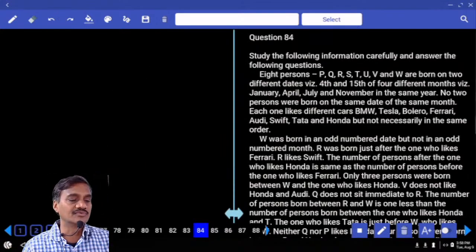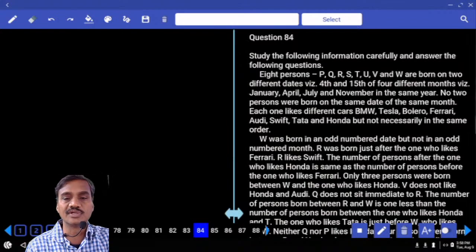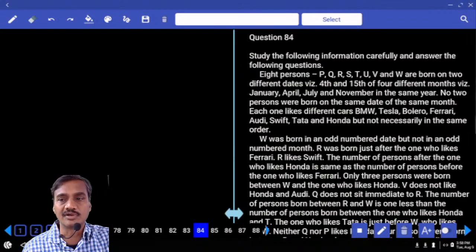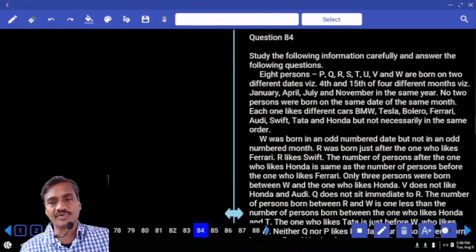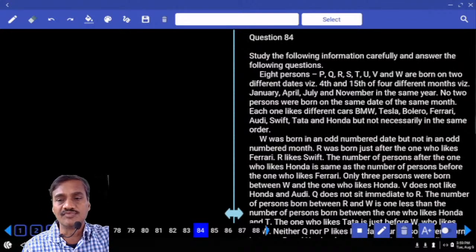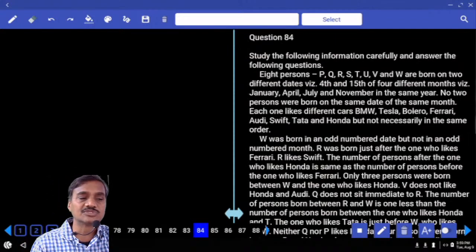Then 84 onwards. Now in this 84, what information do we have? This is based on 8 persons: P, Q, R, S, T, U, V and W. They were born on 2 different dates, 4th and 15th, of 4 different months. What are the months we have?